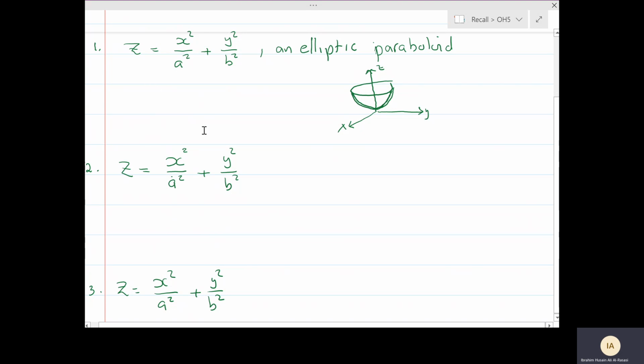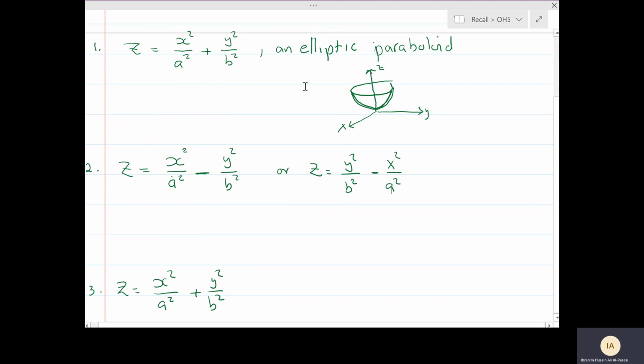So this is the original one. The second one will be the same, except the middle sign will be negative. Or it can be written z equals y squared over b squared minus x squared over a squared. So this is the next graph. It is the same, except you have a negative here. Now, what is the name of the surface?